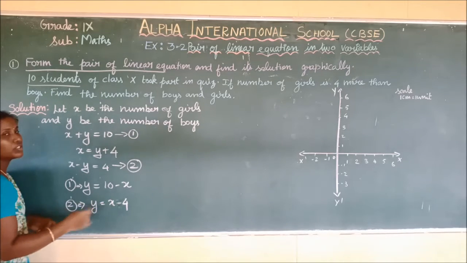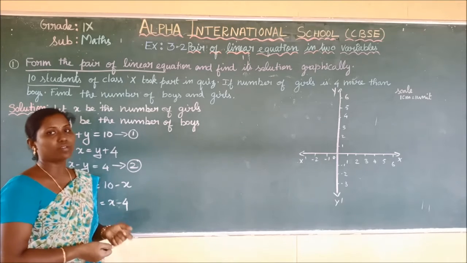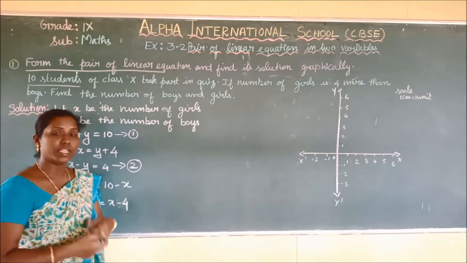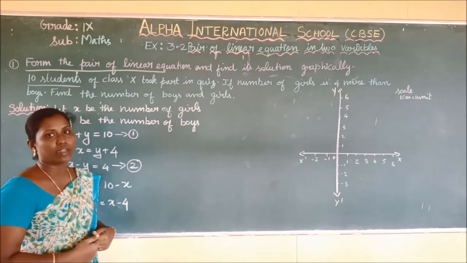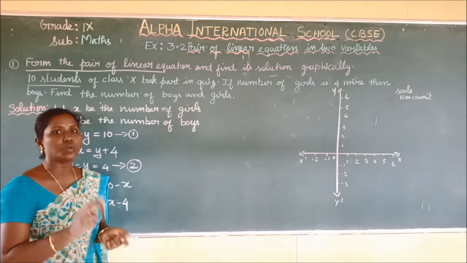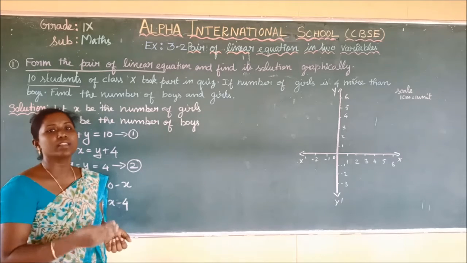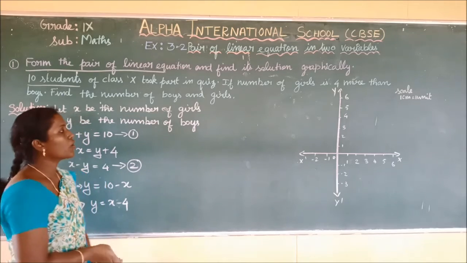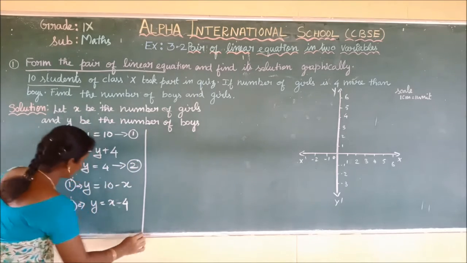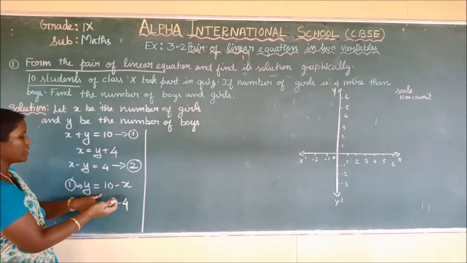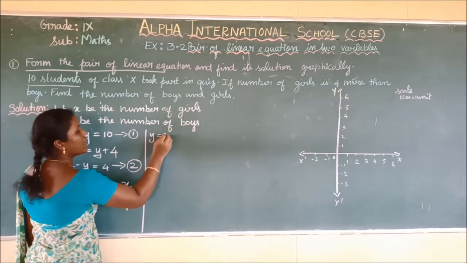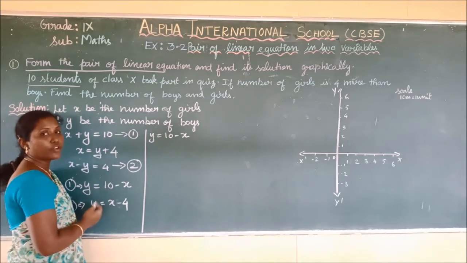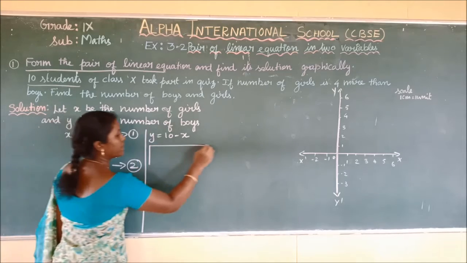What we will do to find the graphical solution, we have to draw the graph. That means at least 2 or 3 points we have to find, and then only we can plot and find the solution. Only 2 points is not enough, so find 3 or 4 points. Here I am going to find a minimum of 3 points. So consider the first equation, the changed equation, y is equal to 10 minus x. For this, we are going to frame a table.